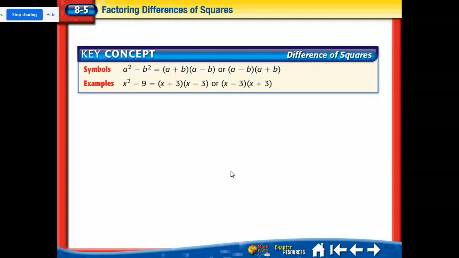All right, the last thing is when we just have two terms. This is called the difference of squares. A squared minus b squared. Two things that we can take the square root of. Notice x squared we can take the square root of, and 9 we can take the square root of. And if we do that, we can rewrite it as x plus 3 and x minus 3.